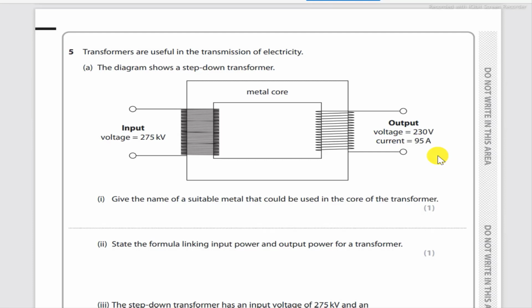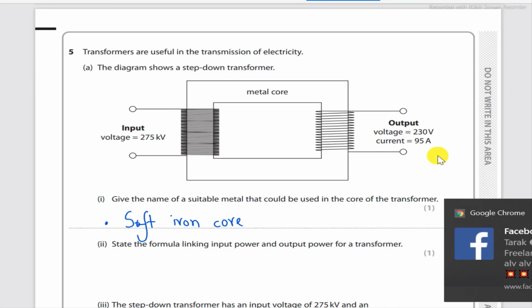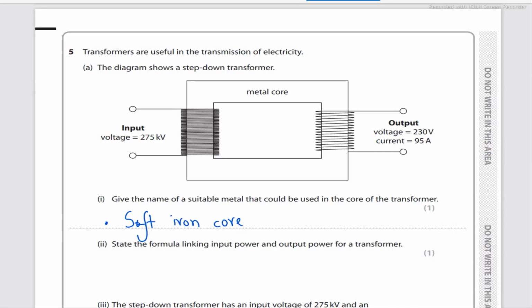Give a name of a suitable metal that would be used for the core of the transformer. Soft iron core. Iron is used as core of the transformer. Soft iron core. Or any ferromagnetic material.